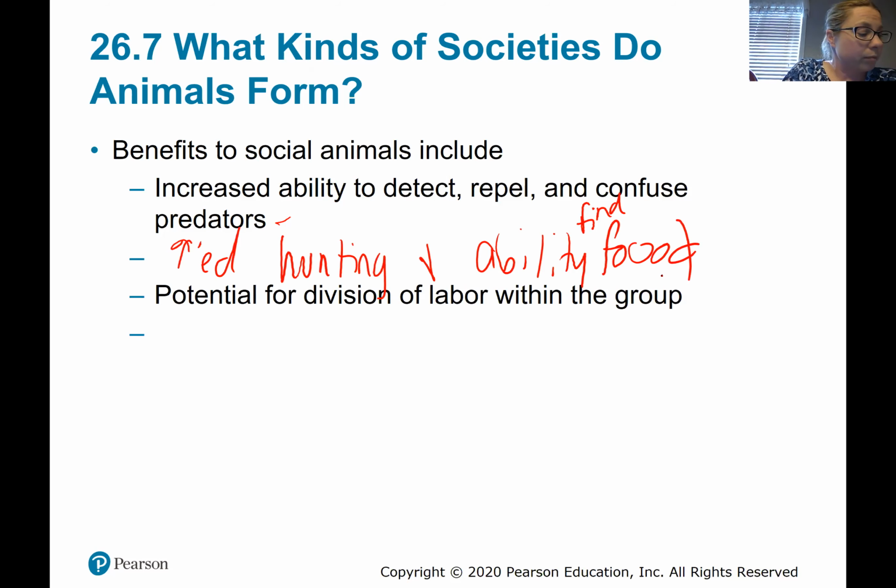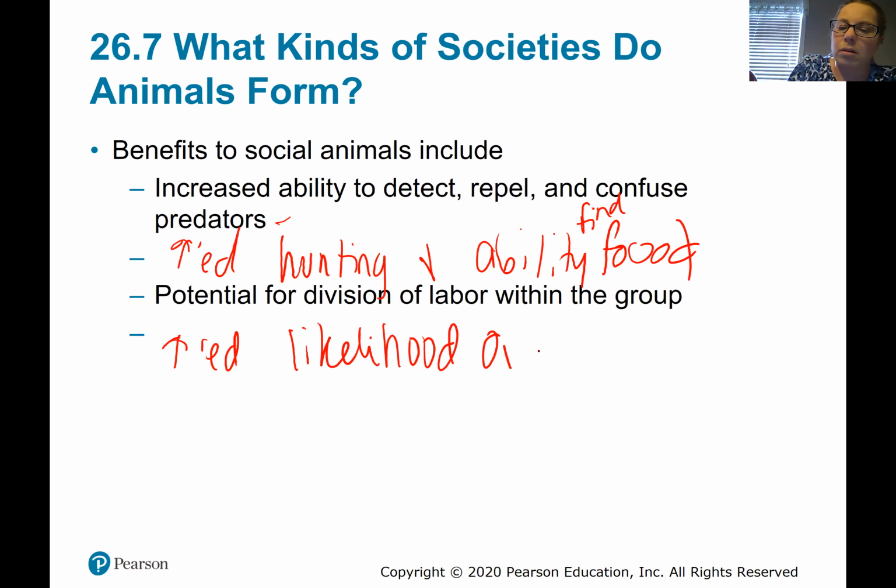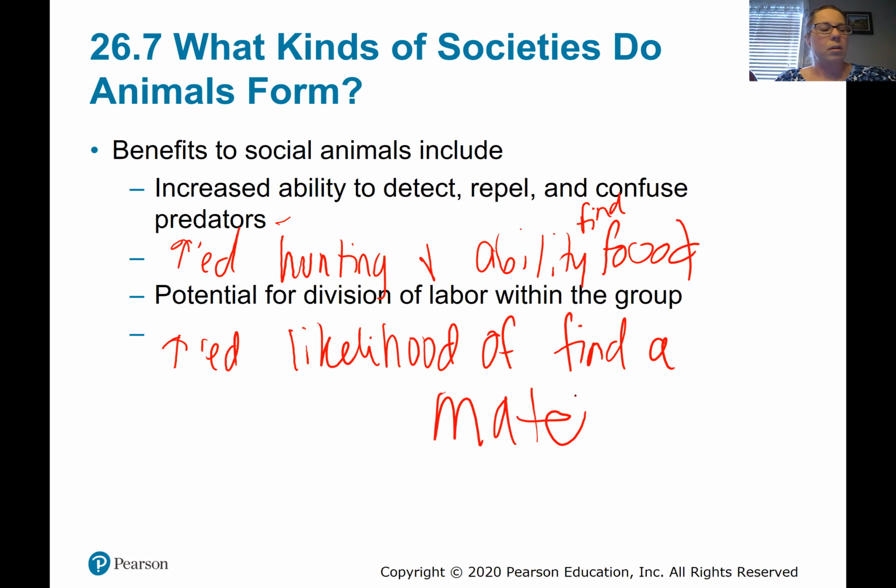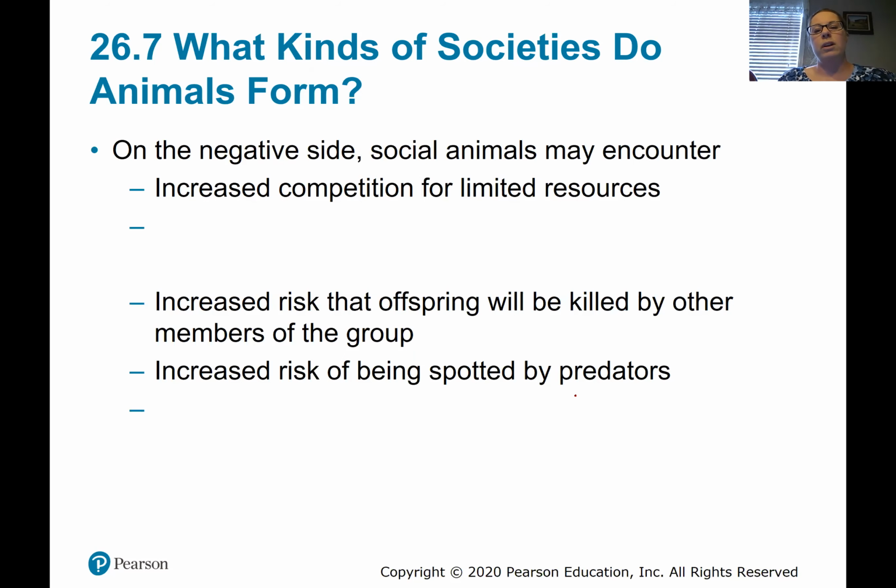Division of labor, and also the increased likelihood of finding a mate. So those are some of the benefits. Some of the risks, or the negatives, are basically the others, when there's not enough resources to go around.